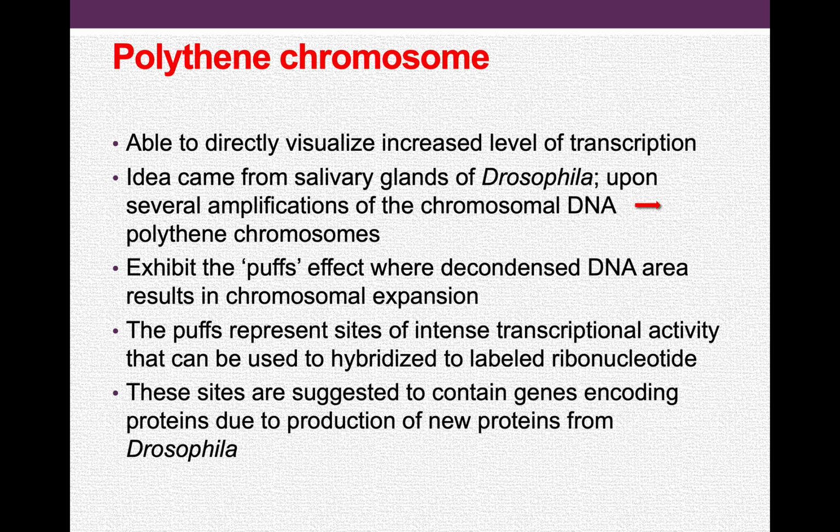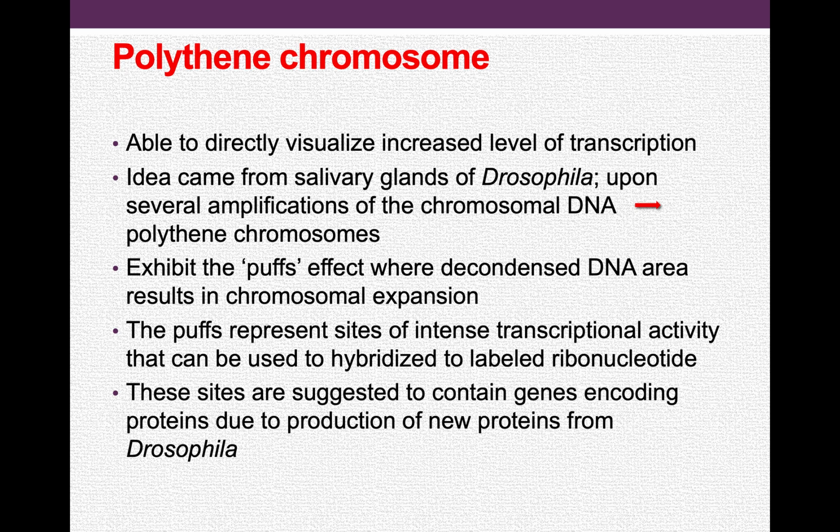Now, the third one is the polytene chromosome. Ever heard of polytene? If you haven't, Google it up and see what a polytene chromosome is. So this kind of method is able to directly visualize increased levels of transcription. Interesting, isn't it? You could actually just view it, observe it directly. So the idea came from the salivary gland of Drosophila, of course, the housefly. So basically, upon several amplifications of the chromosomal DNA, you will get the polytene chromosome.